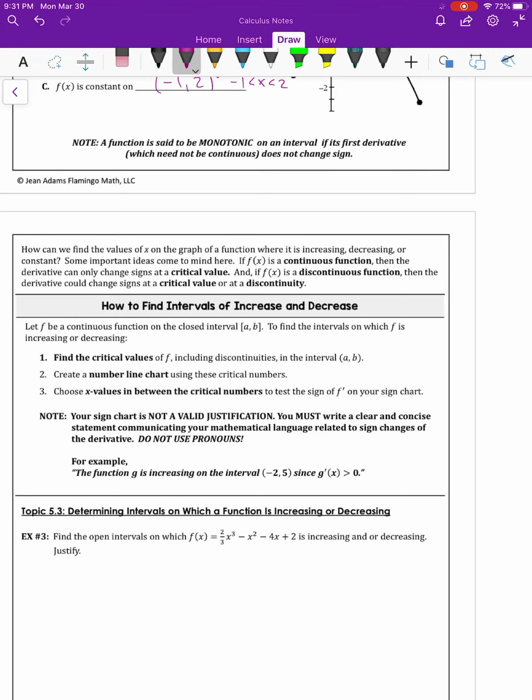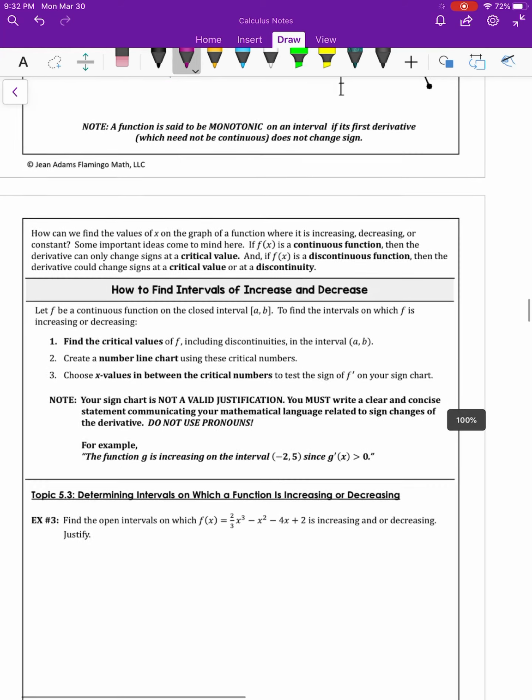If f of x is a continuous function, then the derivative can only change signs at a critical value. And if f of x is a discontinuous function, then the derivative could change signs at a critical value or at a discontinuity. So think about it. If you've got a discontinuity, that's going to have a derivative that's undefined, you could also have a critical point there.